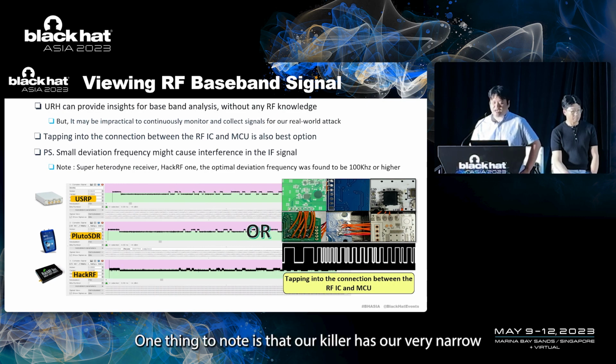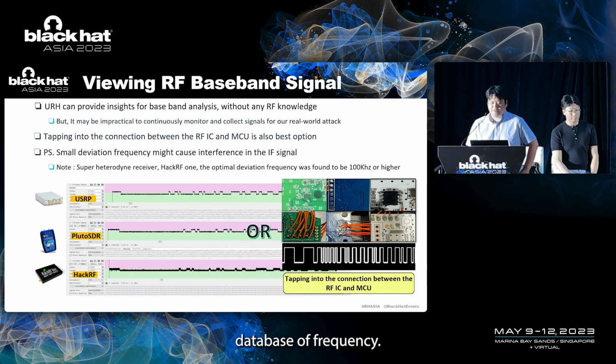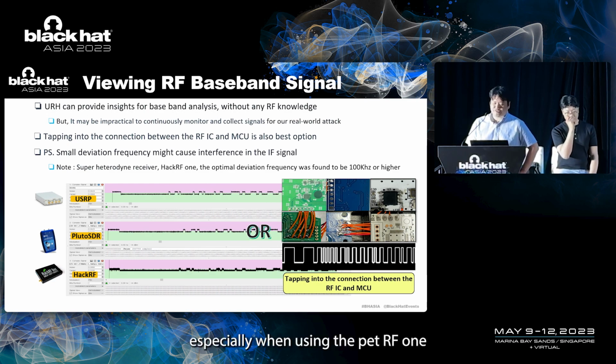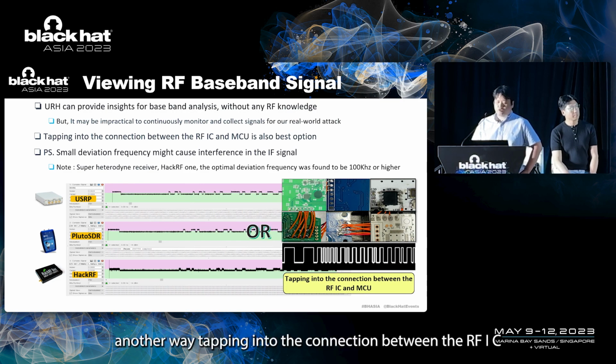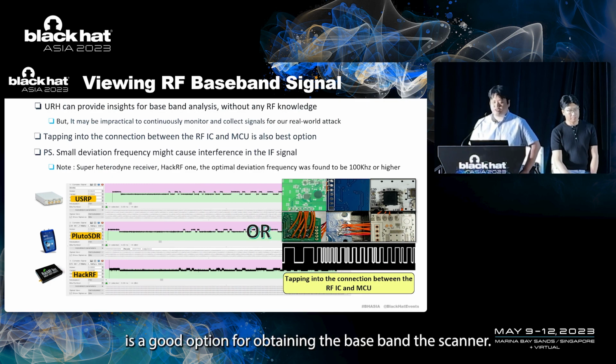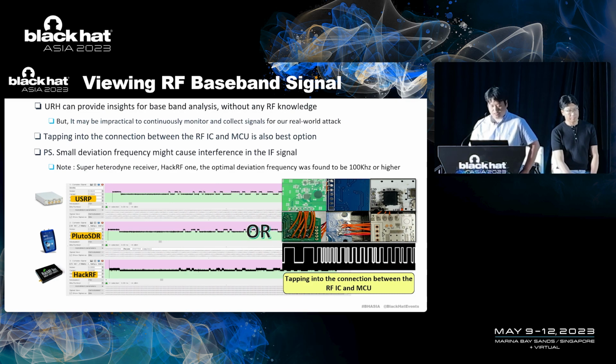One thing to note is that the RF signal has a very narrow deviation frequency. This might cause interference in the IF signal due to the nonlinear mixing process, especially when using the RF1. Another way, tapping into the connection between the RFIC and the MCU on the target, is a good option for obtaining the baseband signal. This method can provide a more accurate and reliable signal.